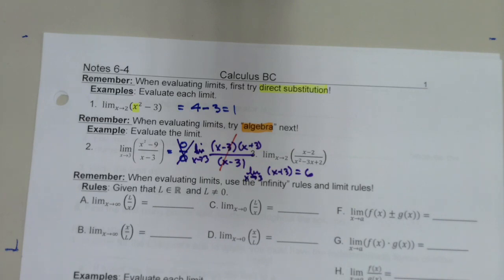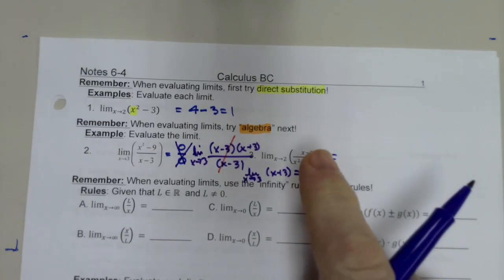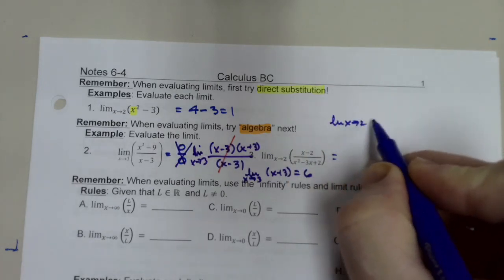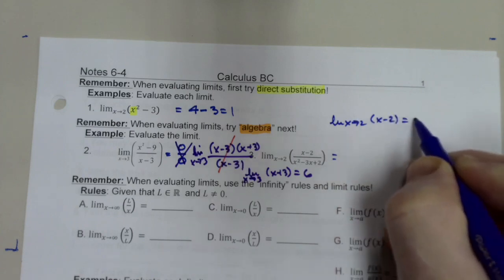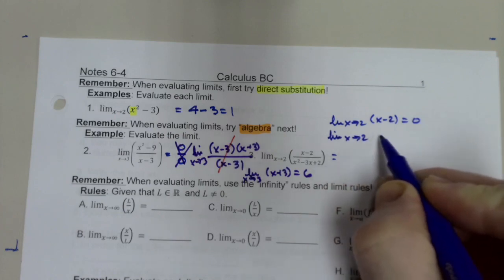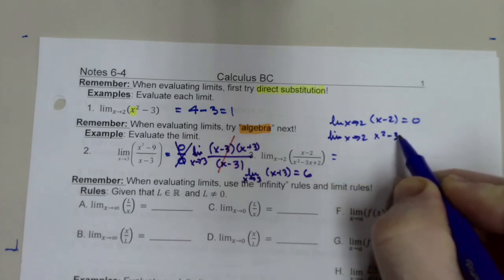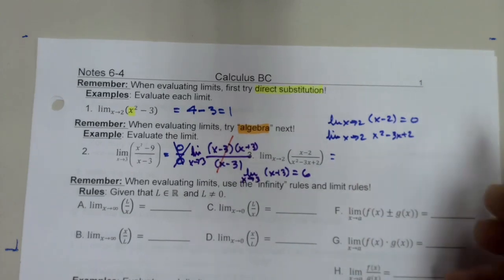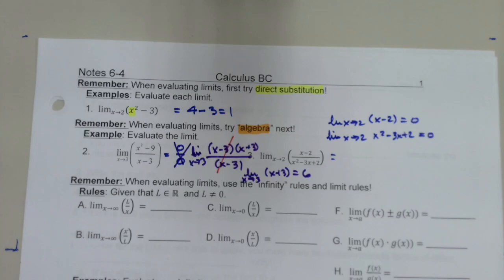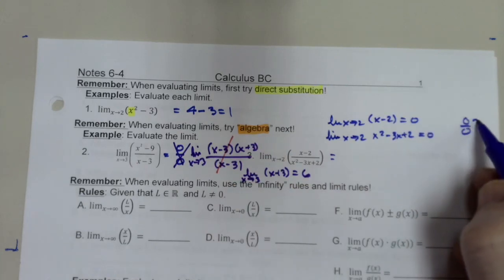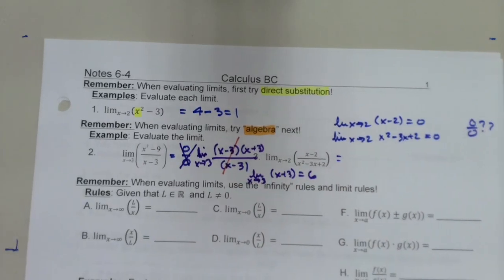Similarly, in the next one, you can see that if we were to evaluate this, the limit as x goes to 2 of x minus 2 would give us 0. And in our denominator, the limit as x goes to 2 of x squared minus 3x plus 2, that would be 4 minus 6 plus 2, which is also going to give us 0. And we have the same thing that we described over here, that case where we've got a 0 divided by 0, which is an indeterminate form.